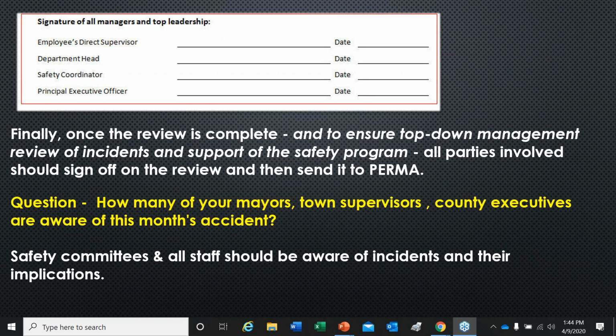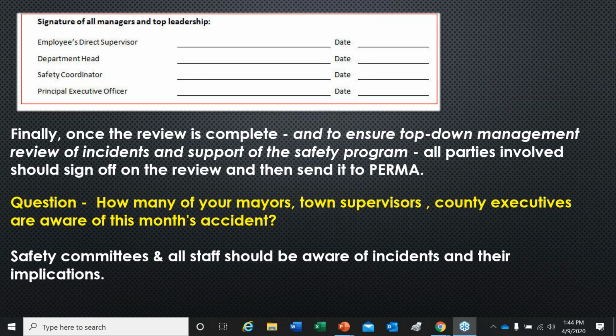And then finally, the last review is to add the top-down management. I mentioned that already a little bit. But the question I ask here, and I highlighted it in yellow, is how many of your mayors, supervisors, county executives are aware of this month's accidents? If they're not, ask yourself the question, why not? And that's where you and your safety committee could get a little bit of time, get on the agenda, and share that with them, or at least have a meeting with those individual members so that they could share it with the boards and anyone else that needs to know about it.